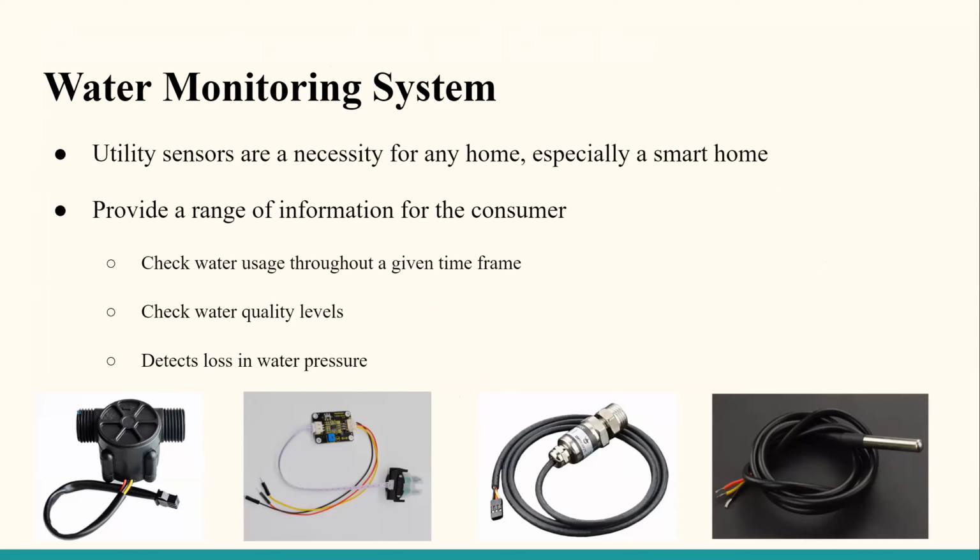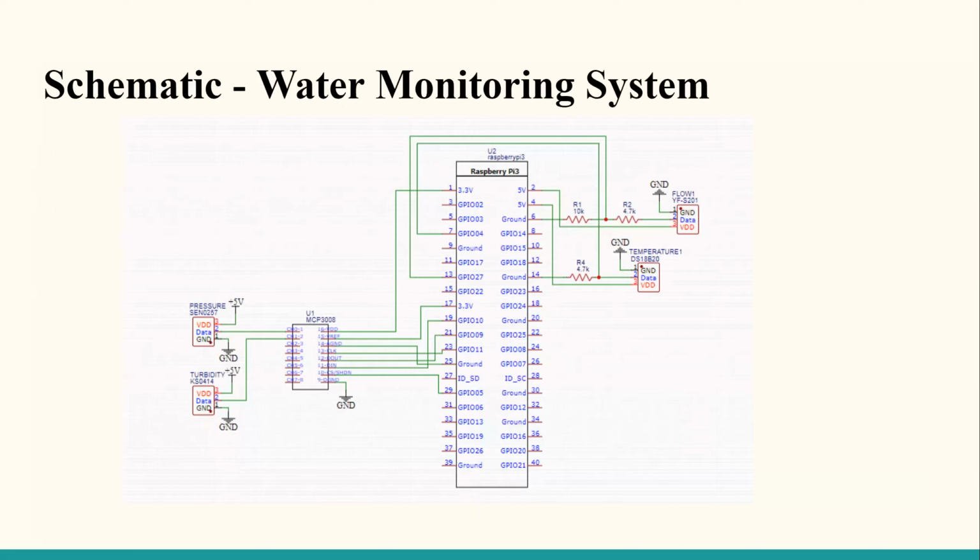From left to right, we have a Hall sensor, which measures water flow in liters per minute. And then we have a turbidity sensor, which will measure the clarity of water and check for water quality. And then we have the water pressure sensor, as well as a thermometer to check temperature of the water in Celsius. Next slide. Here we have the schematic for the water monitoring system. Next slide.